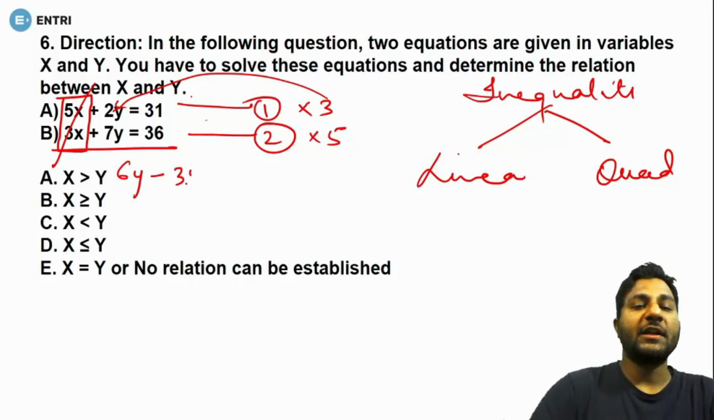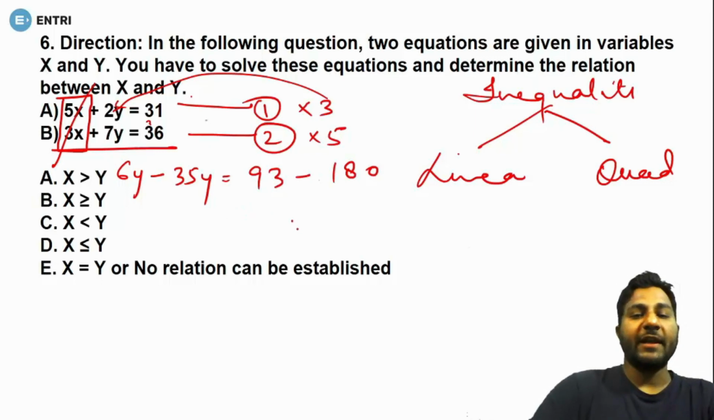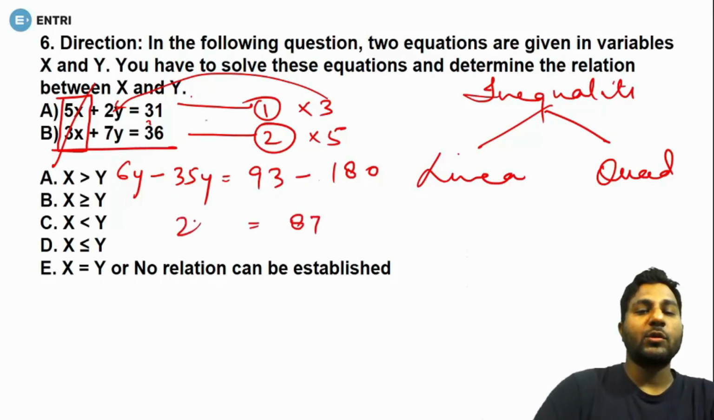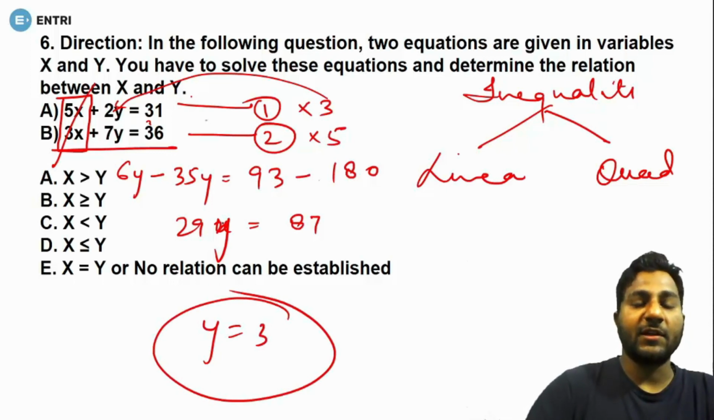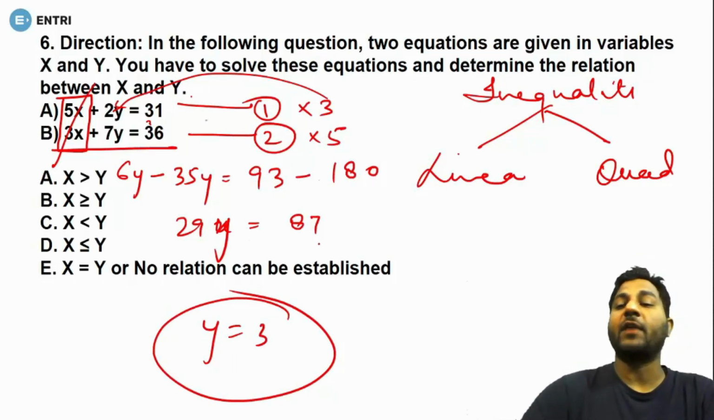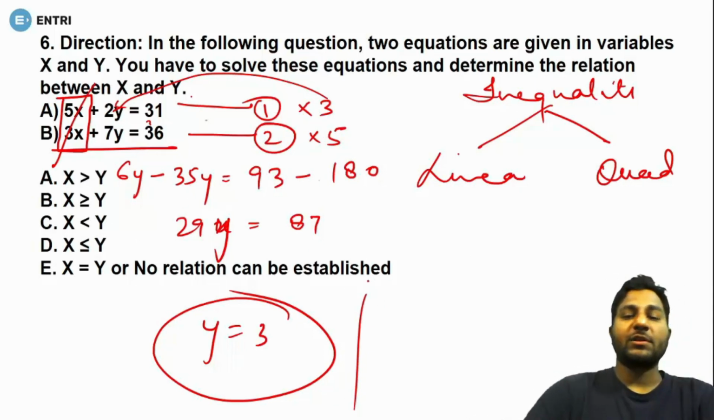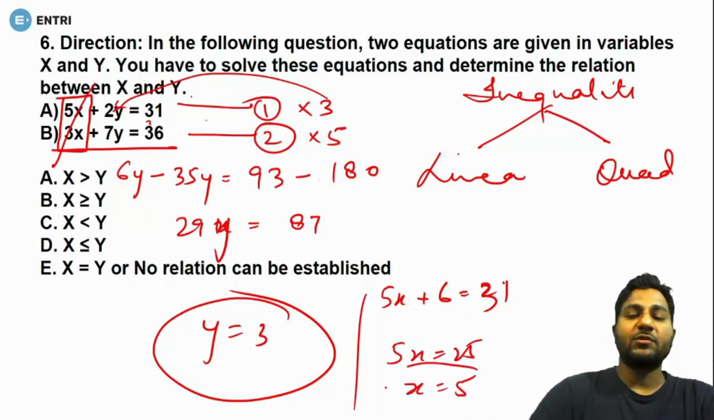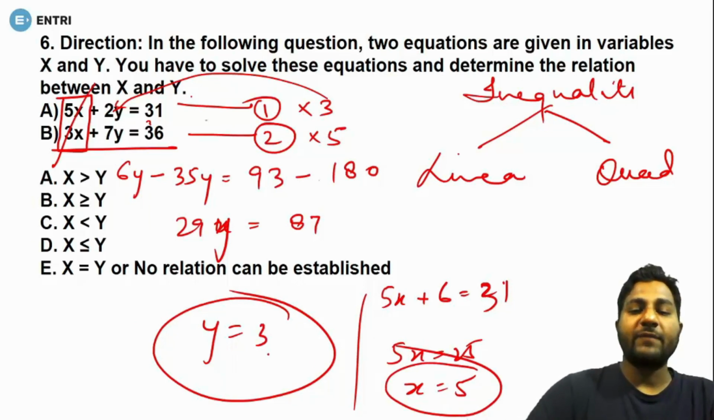minus 35y. All right, so 93 minus 36, 5 sixes are 30, 5 sixes are 35, 180. Okay, so 87, and it is equal to 29. So the value of y will arrive as 3. So we have got the value of y as 3. Now we will put it in any of the equations to get the value of x. After putting it in equation 1, we will see 5x plus 6 is equal to 31. That means 5x is equal to 25. So the value of x equals 5. Look at this. The value of x is 5. The value of y is 3.